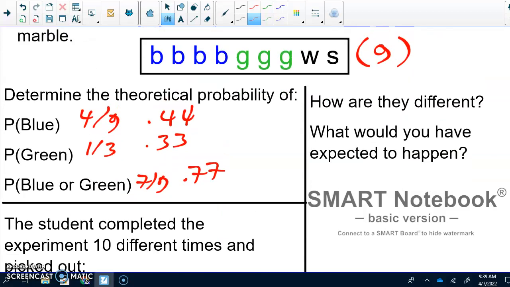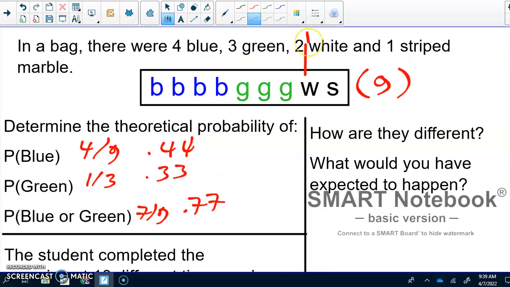Now, let's take a look at the bottom of the screen, and I can see the white. I know that's 1 out of 9. So if I divide the 9 into 1, it gives me about an 11% chance, or 0.11. And that would be the same thing for the striped. So both of these are 0.11.